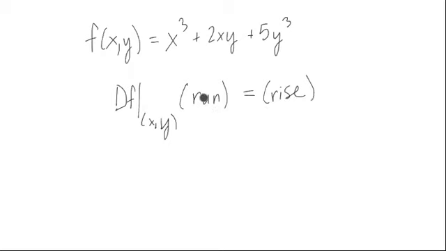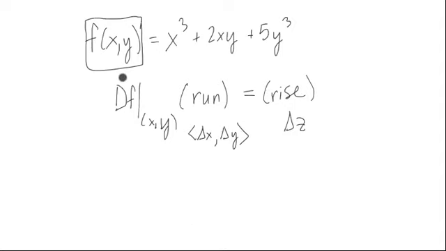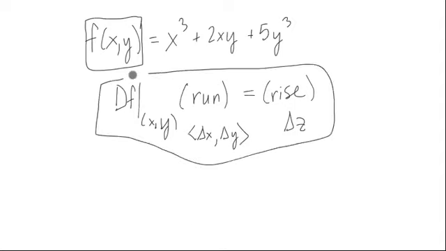The run is going to be a vector because it's going to be like a change of x and a change of y. And the rise is simply going to be just the change of the output, which is a single number here. So we get a change of z based upon that change of x and that change of y. And what this function from run to rise is, is effective on the tangent plane.